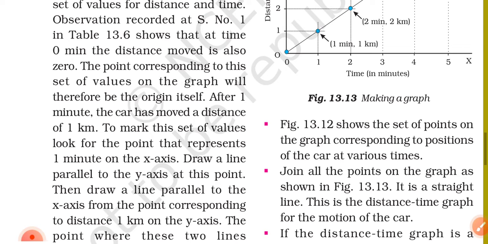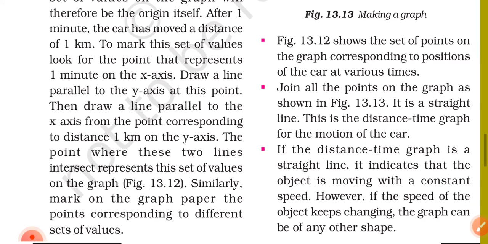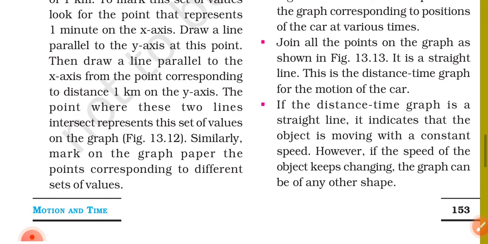After 1 minute, the car has moved a distance of 1 kilometer. To mark this set of values, look for the point that represents 1 minute on the x-axis. Draw a line parallel to the y-axis at this point. Then draw a line parallel to the x-axis from the corresponding point for distance 1 kilometer on the y-axis. The point where these two lines intersect represents this set of values on the graph, Figure 13.12. Similarly, mark on the graph paper the points corresponding to the different sets of values.